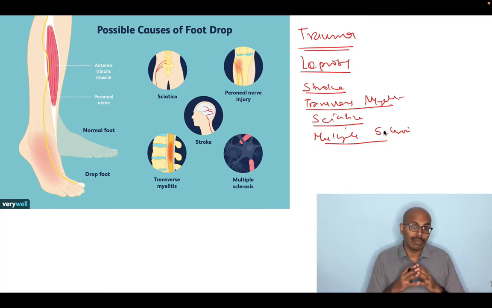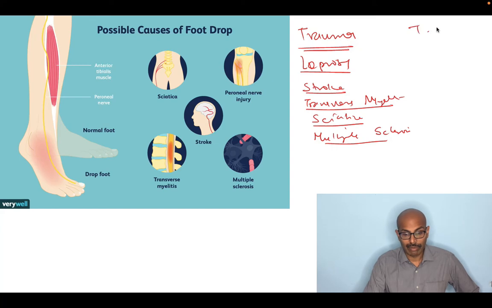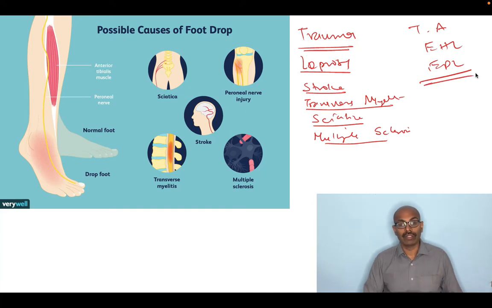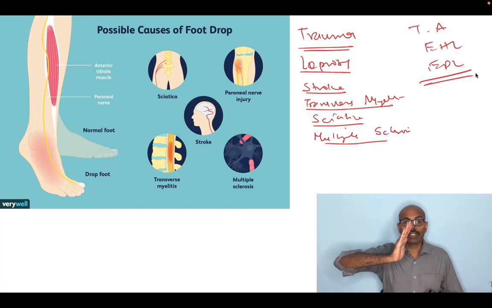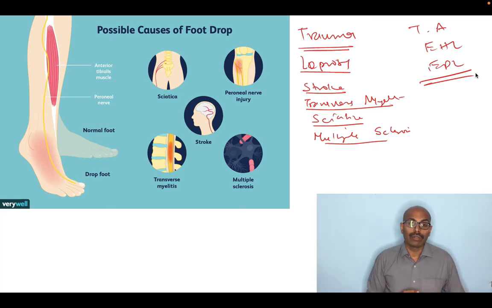So what basically happens in a foot drop? What is the patient not able to do? The muscles affected are tibialis anterior, as we know, the anterior compartment muscles: tibialis anterior, extensor hallucis longus, extensor digitorum longus. These are the three main muscles affected. Therefore the patient cannot dorsiflex the ankle, cannot extend the great toe, and cannot extend the other toes as well. So what happens? The patient has a dragging kind of gait.